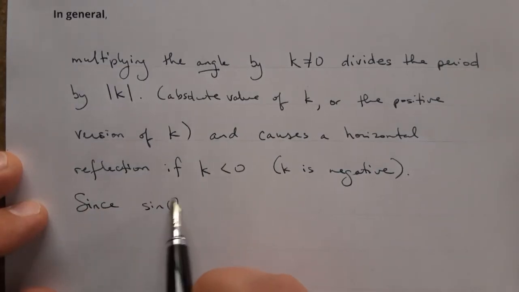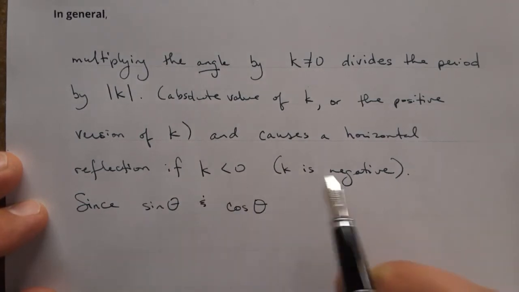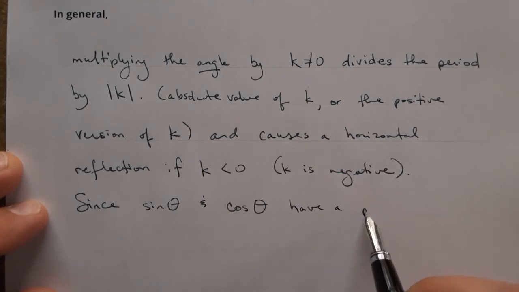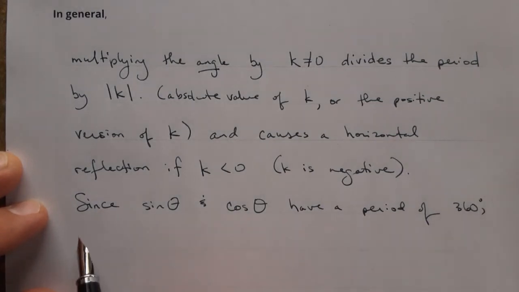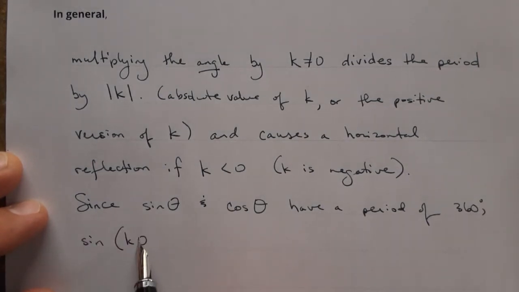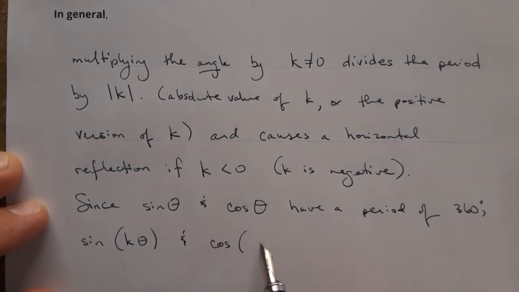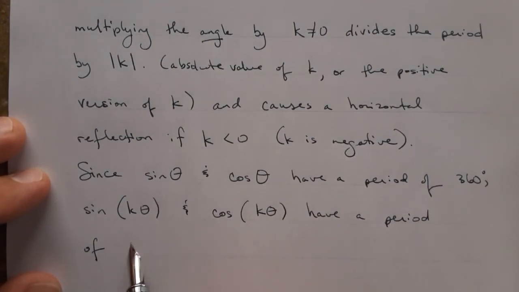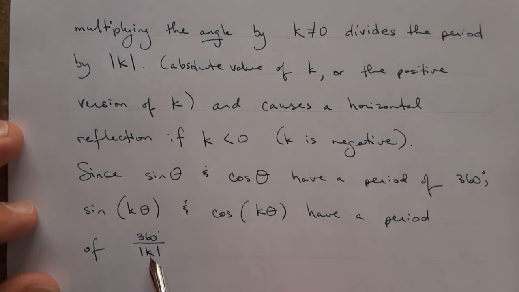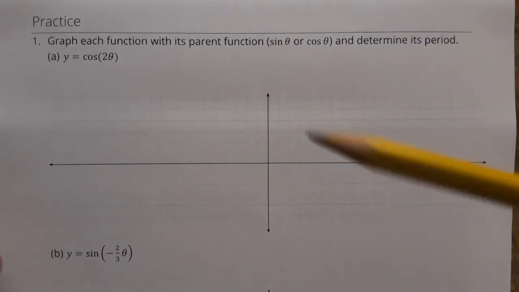Now, since sine of theta and cosine of theta each have a period of 360 degrees, we know then that sine of k times theta and cosine of k times theta have a period of, so we take the period and divide by the absolute value of k. 360 degrees divided by the absolute value of k. So for example, in our first example, k was 2, and we had a period of 360 divided by 2, which was 180 degrees.